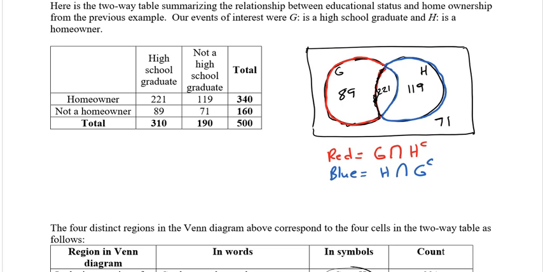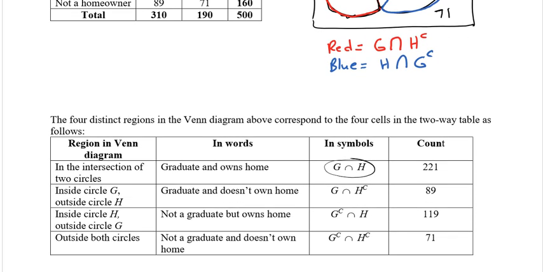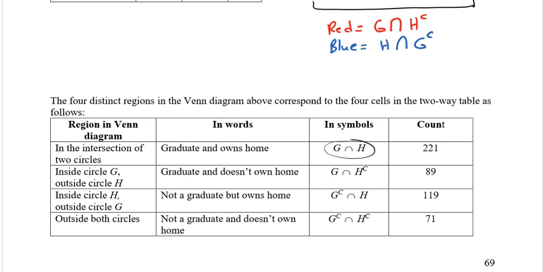And there's more you can see here. Inside circle H, outside circle G, we have that one. And then outside both circles is not G intersected with not H, where both things are true. Or both, it's not G and it's not H. Okay.